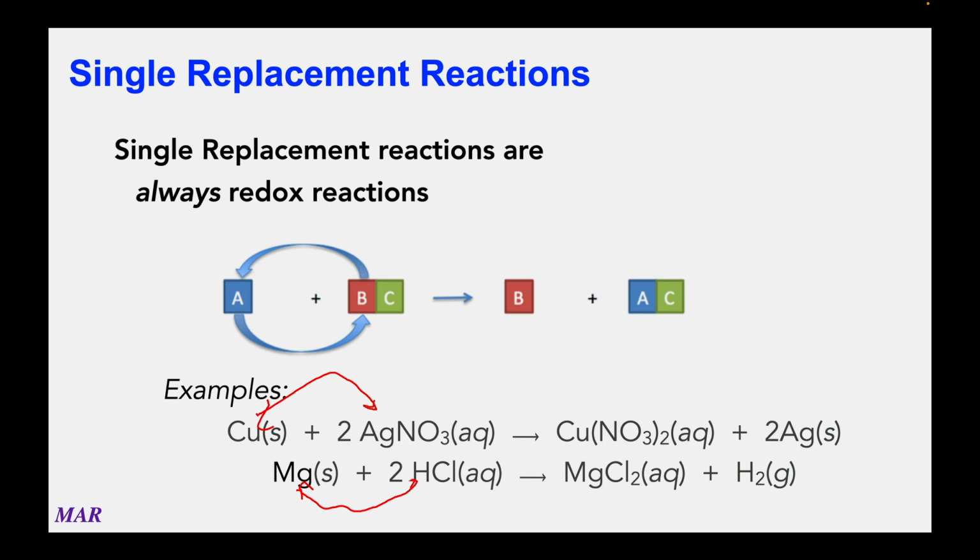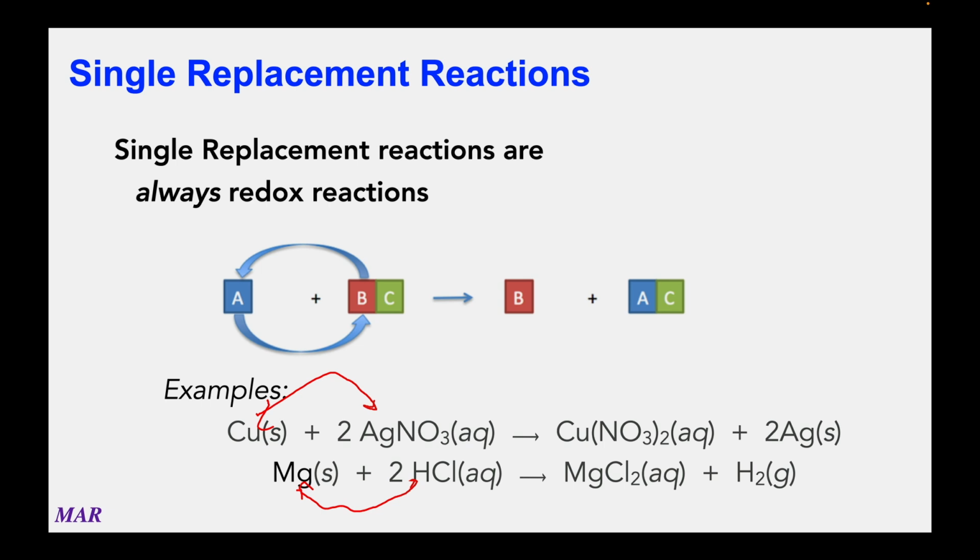But anyway, the important part here is that all single replacement reactions are redox reactions, all right? I don't know of any exceptions to this. So if you know about single replacement, it can make the world a little bit easier. You know automatically it's redox.